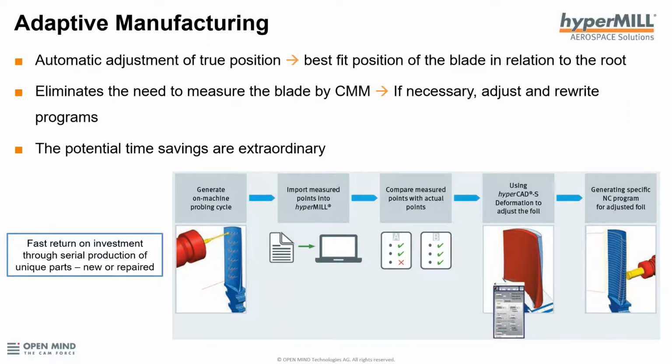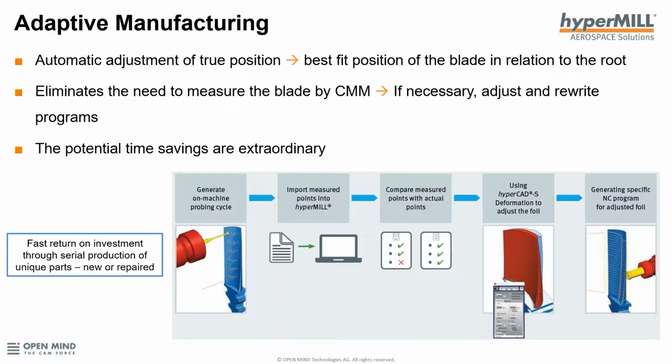Now, let's also talk about adaptive manufacturing, which is particularly useful when machining these single blades. For free-form shapes, usually with complex geometries, the blades and vanes usually deform during the machining process, and adaptive manufacturing allows to find what we call the best fit, the best blade position after it is deformed, and that can be very quickly reprogrammed.